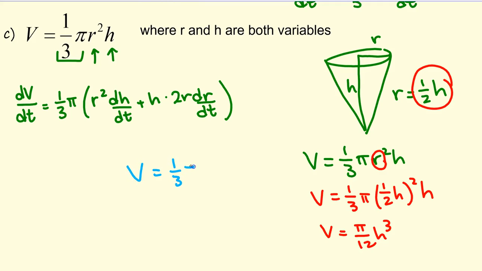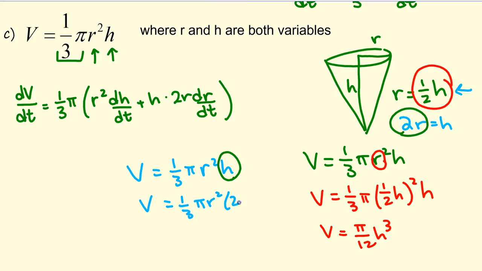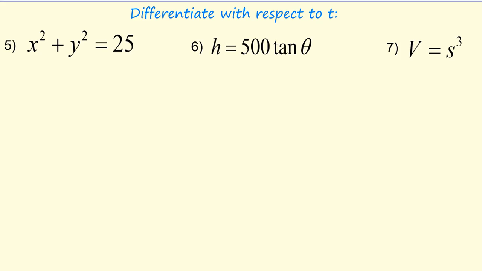Or let's say that you want your equation to be in terms of r, not in terms of h. Going back to here, multiply both sides by 2, and you could replace h in your equation with 2r. Do that first before differentiating. Simplify, and then you could differentiate that. So you have some options. You can avoid using the product rule if you think about that kind of thing ahead of time. Okay, we're going to do these three.